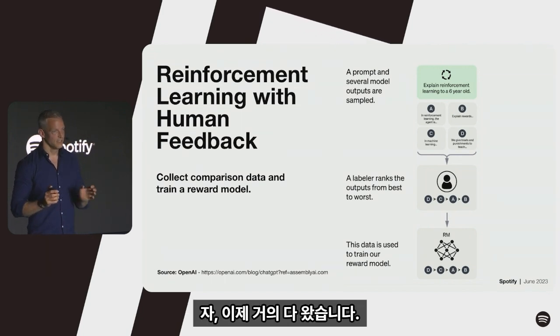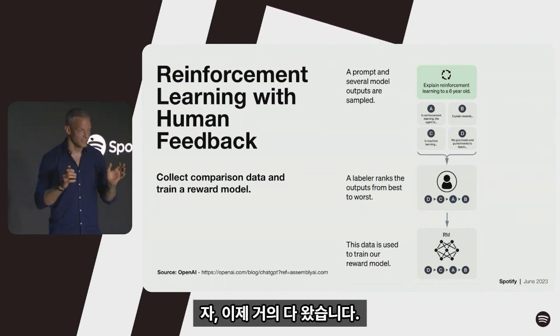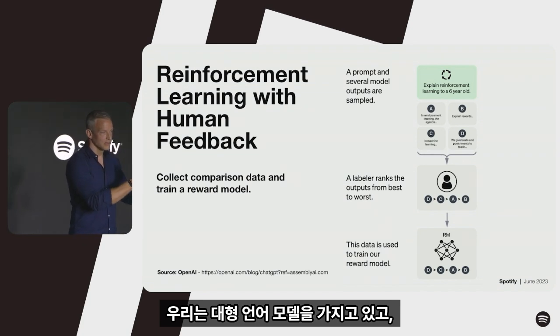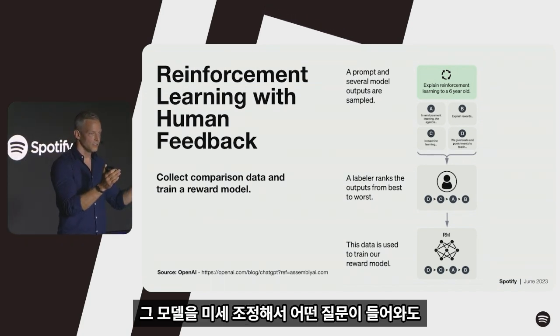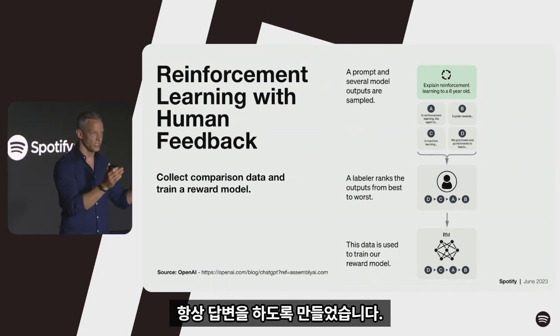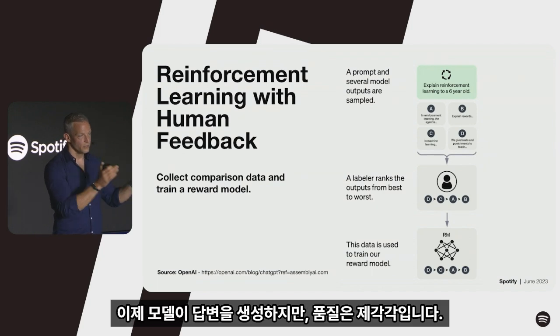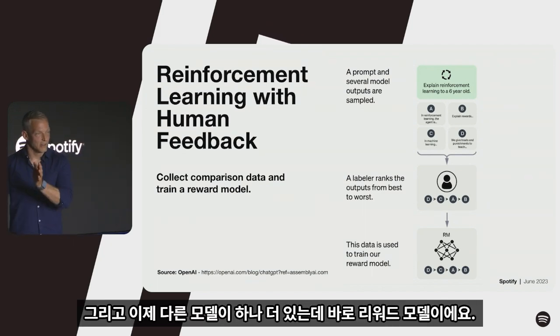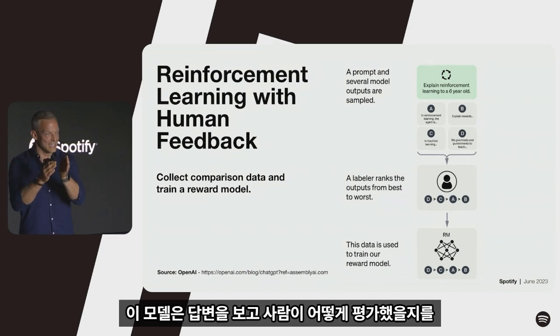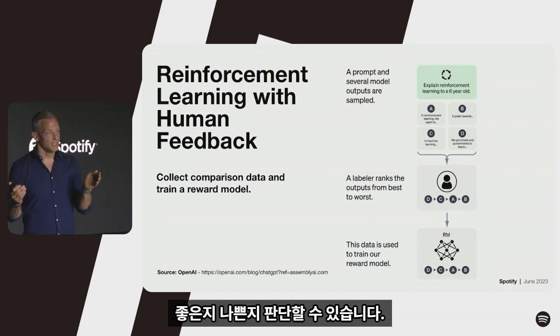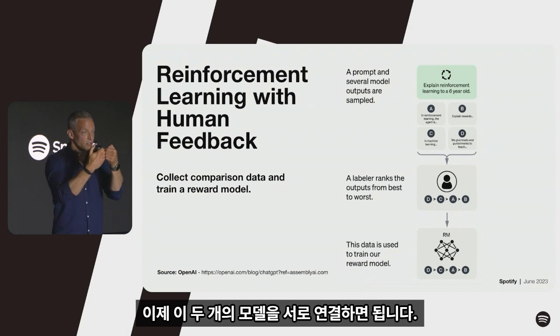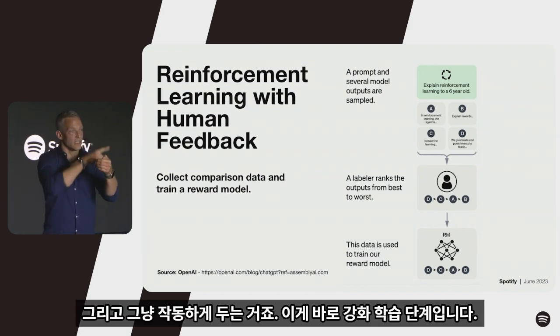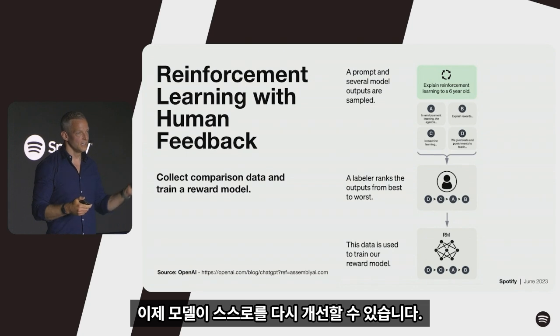Okay, so now we're almost there. So we have the large language model. We super fine-tune it to always answer as if it was asked the question. And now it produces answers, but it produces answers of varying quality. Now we have this other model, which is a reward model, that can look at an answer and say what a human would have thought about it, if it was good or bad. Now you just take these two models, you hook them together, and you just let it go. This is the reinforcement learning part. Now it can supervise itself again.